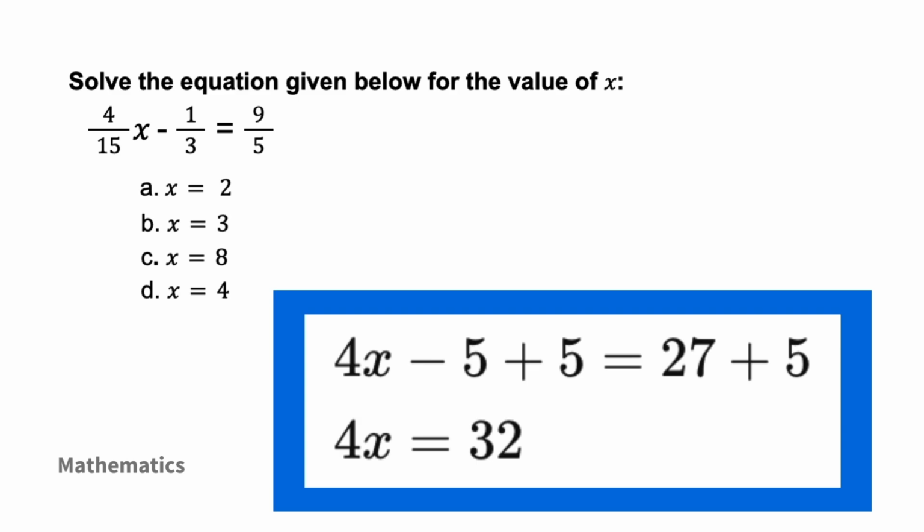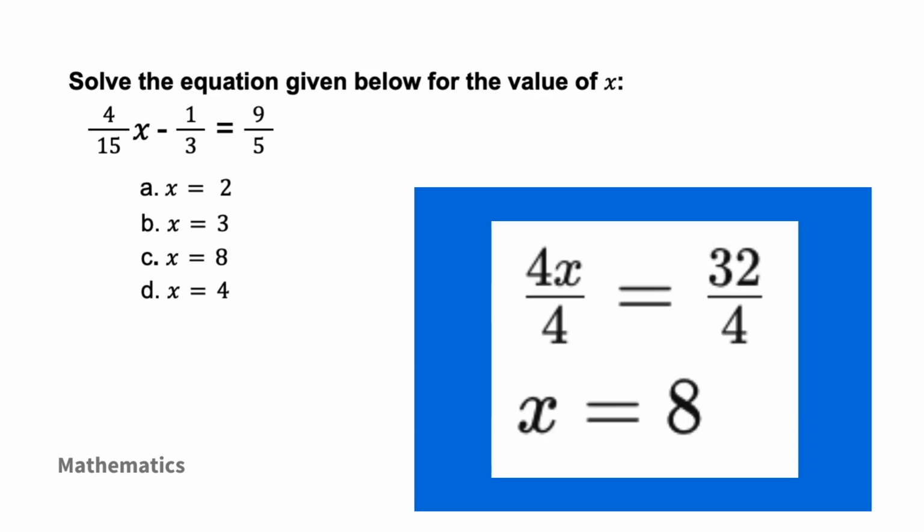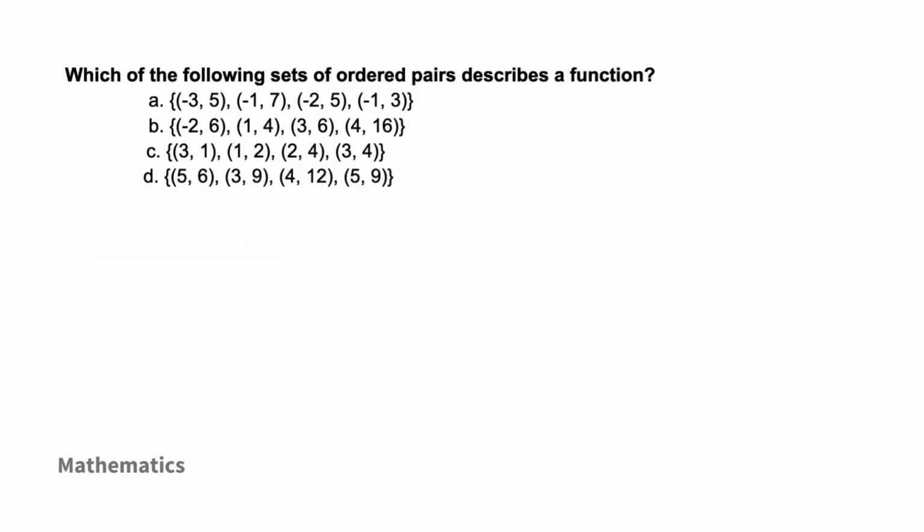We are going to add 5 to both sides to get rid of the negative 5 on the left side. And then we want to divide both sides by 4 to solve for x. And that gives us an answer of x equals 8. All right, well done. Let's keep going to the next problem.